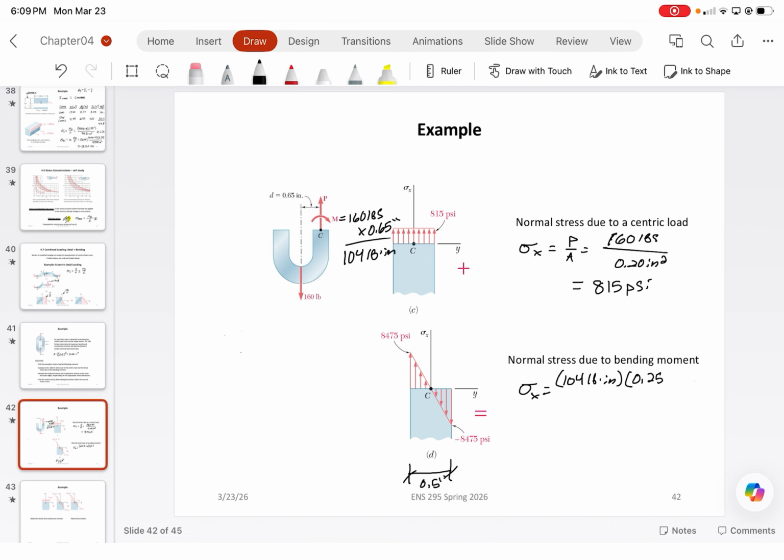And then your I term is just the second moment of area of a circle, which is just going to be pi over 4 times the radius, 0.25 inches, to the fourth. Which when you calculate this, should give you roughly 8,475 PSI.